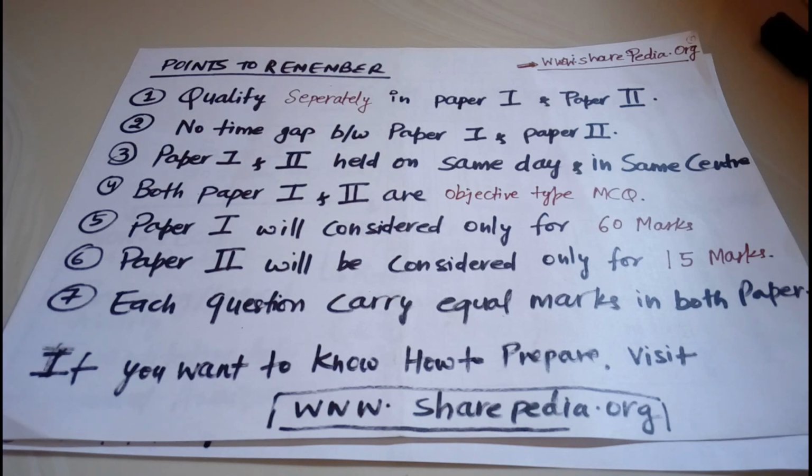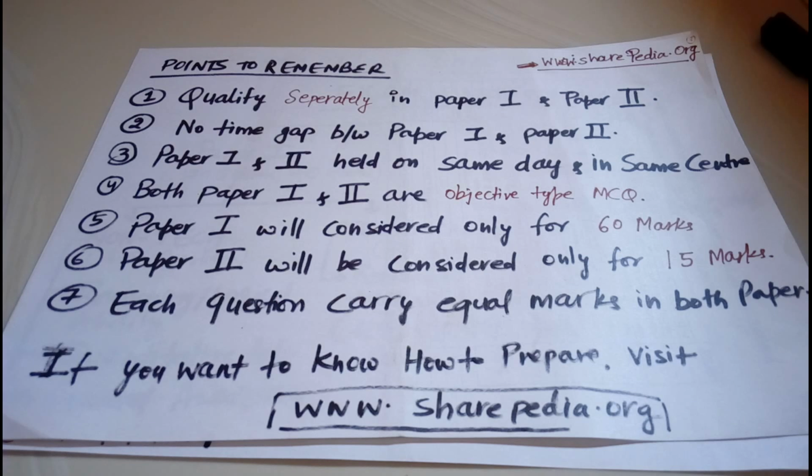And if we talk about paper 2, it will be considered only for 15 marks. It basically means that whatever you score in paper 2 will be divided by 4. Paper 2 basically consists of 60 questions. It means 60 marks. If we divide it by 4, it comes to 15 marks. So for the merit list, you will consider only 15 marks that you score in paper 2. And the sum of the paper 1 plus paper 2 marks that you have scored will be considered for the merit list.